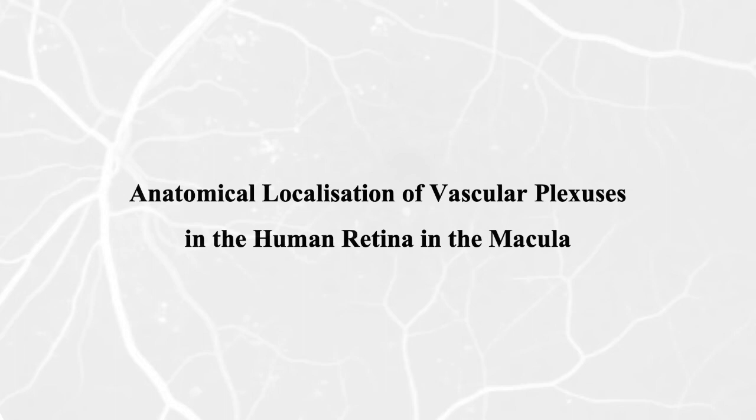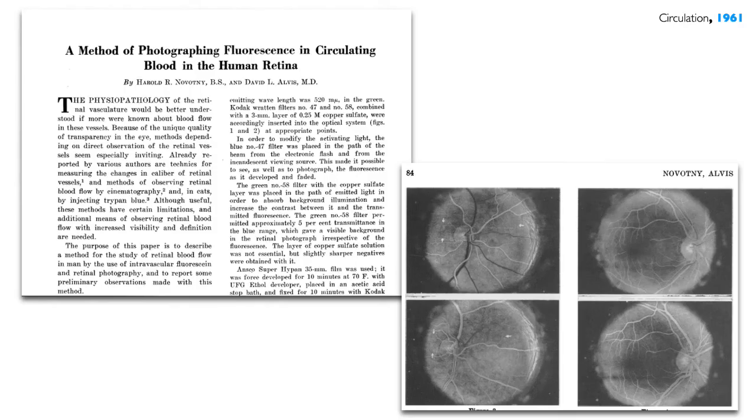Now let's move on and let's talk about anatomical localization of vascular plexus in the human retina and in the macula. And for this reason, I'm going to introduce the concept of OCT angiography. And so let's start with a remarkable backward step. In fact, it was 1961 and two young scientists published for the first time images of the back of the eye after fluorescein dye injection. And since that day, this technology dramatically moved forward, and FA became the gold standard in order to study retinal and choroidal disease.